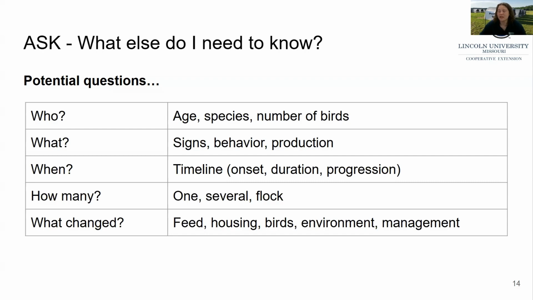What signs are they seeing? What behavior changes are they seeing? What's the onset? How long has this been going on? Is it getting worse? Is it staying the same? How many? Is it one bird, many birds in the flock, the whole flock? And has anything changed? So again, we're looking for things where we might be able to get more information that we can connect to what we already know.